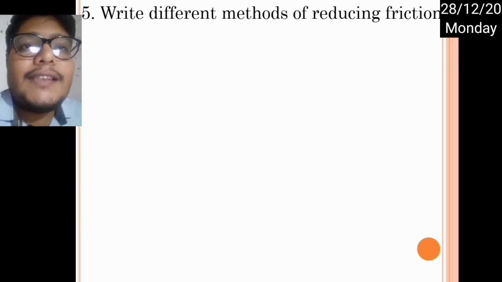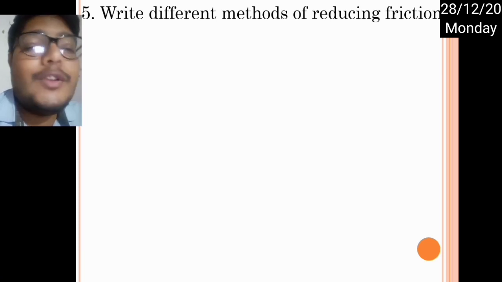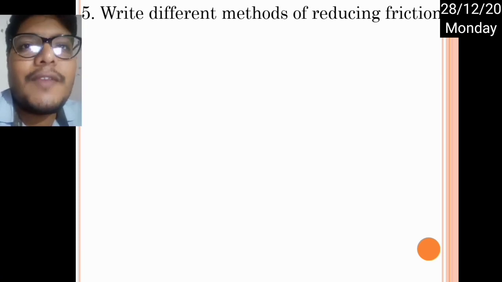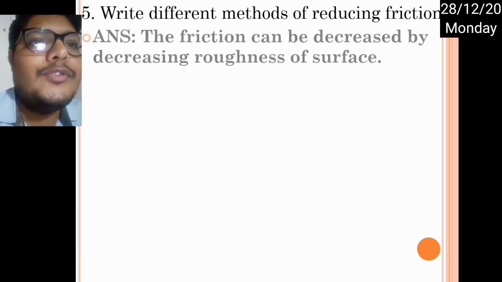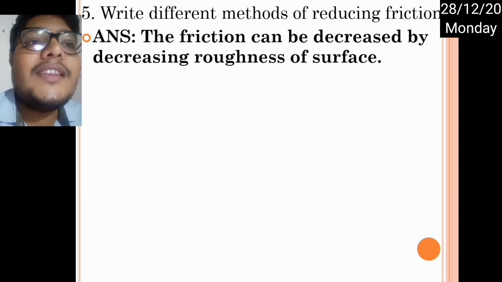Let's see the 5 number question. Write different methods of reducing friction. Okay, so how can we reduce the friction? If you reduce the roughness of the surface, friction will be reduced, right? It will reduce. Okay, see the first point. The friction can be decreased by decreasing the roughness of the surface.